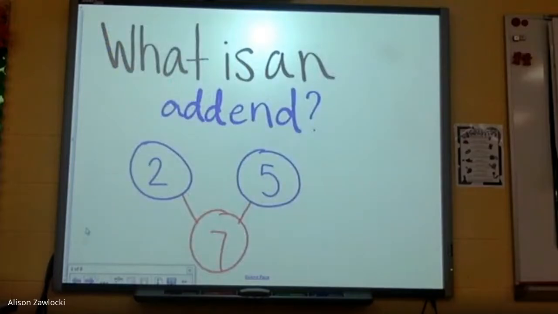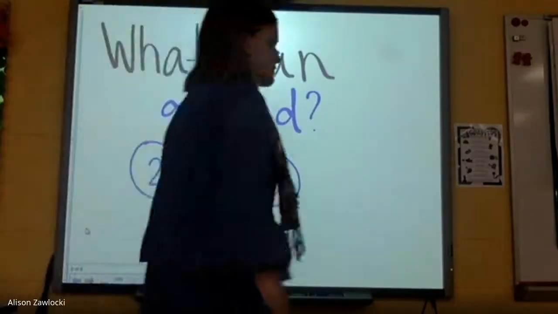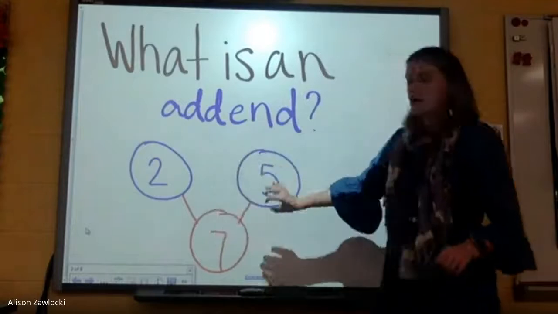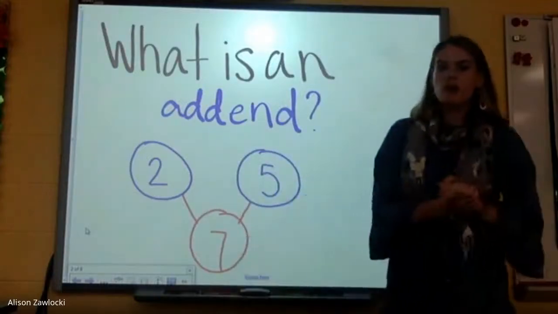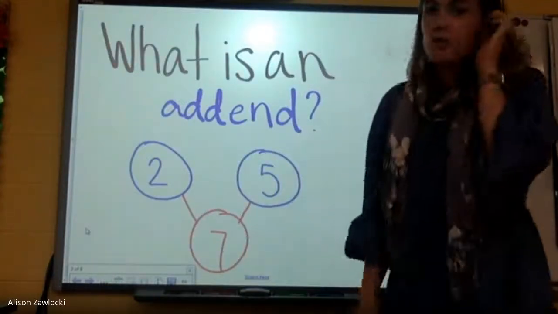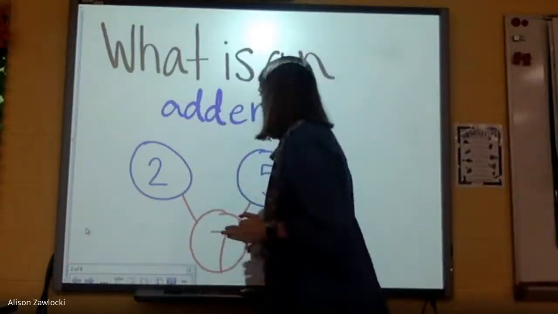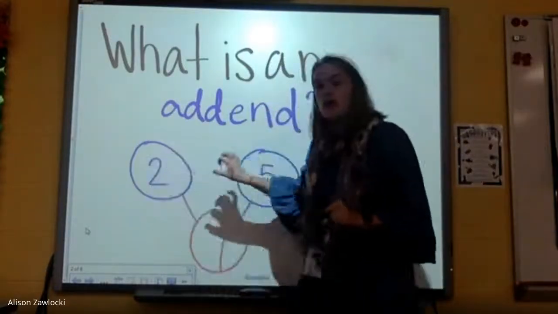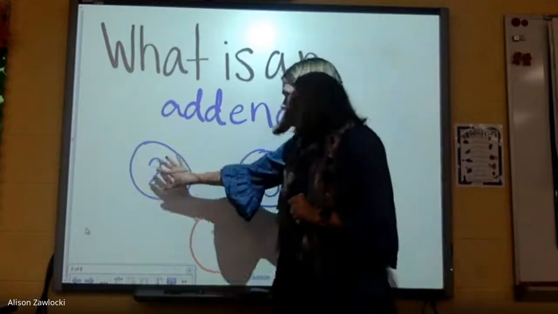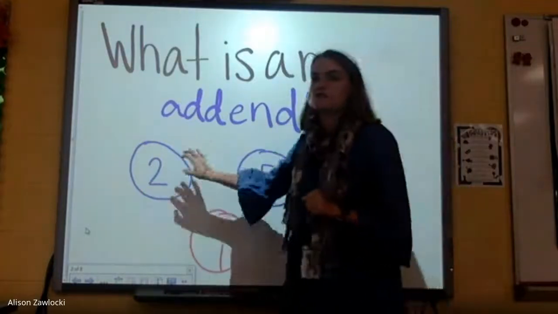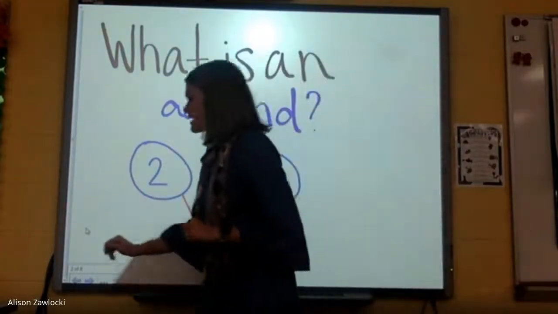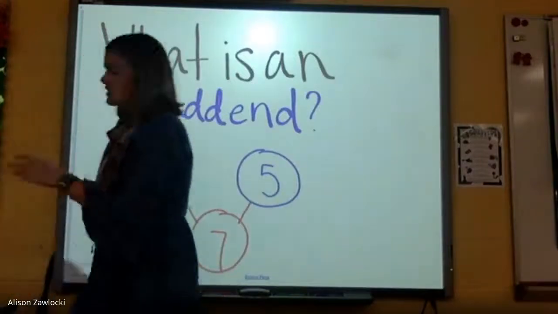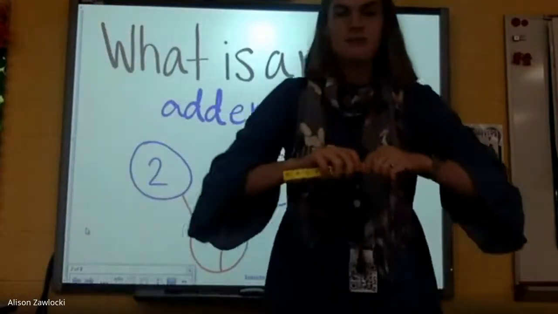So what is an addend? We've talked about this before. This is a part, whole picture. So you can have different pictures that show that there are 2 parts in a total. So an addend is one of the parts. So either 2 or 5. Notice how we have 2 parts that come together to make a whole. Just like we've talked about with our cubes and our objects.